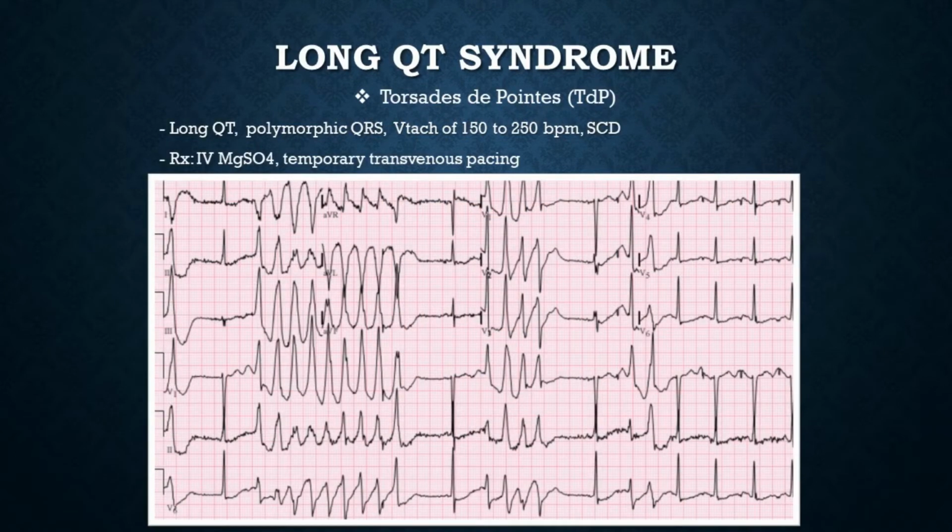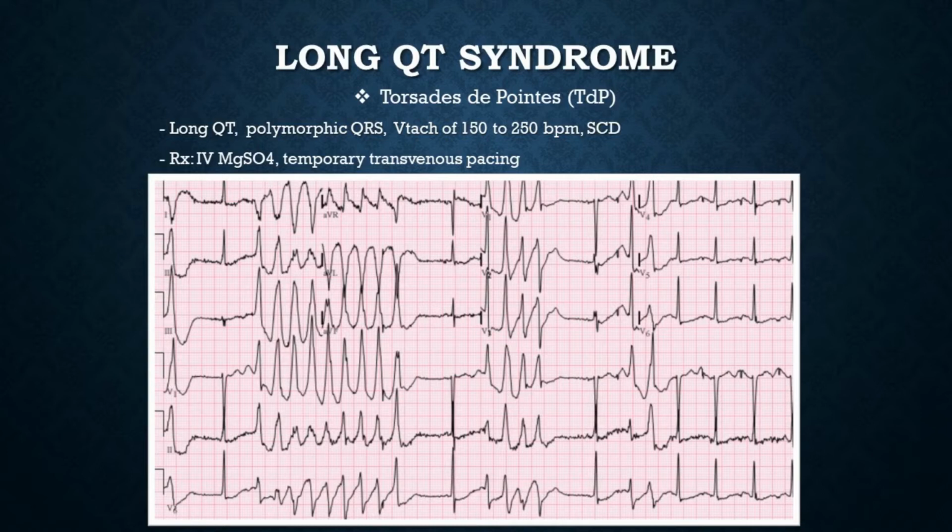Last but not least, we have to talk about the famous Torsades de Pointes, which is associated with long QT, polymorphic QRS, VTach of 150 to 250 beats per minute, and sudden cardiac death. Torsades in patients with acquired long QT syndrome is most commonly triggered by premature ventricular beats, followed by a compensatory pause, the so-called short-long RR interval, that initiates the cycle of VTach. If the Torsades is provoked by bradyarrhythmia, we call it pause-dependent long QT syndrome.